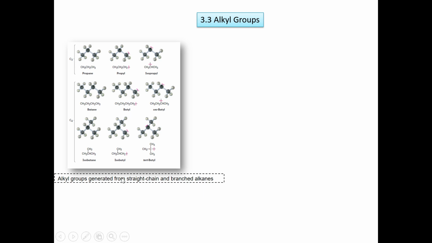Here we can have some branched groups synthesized from branched alkanes. The important thing is that this is called isobutane. When it's an alkyl, it's isobutyl, and when it is bonded through this central carbon, this is called tert-butyl. Okay.